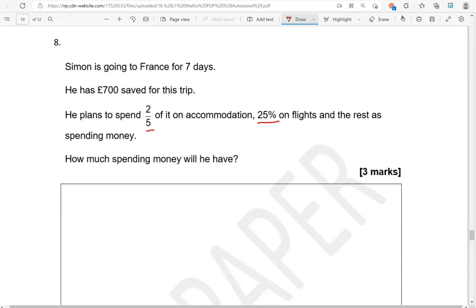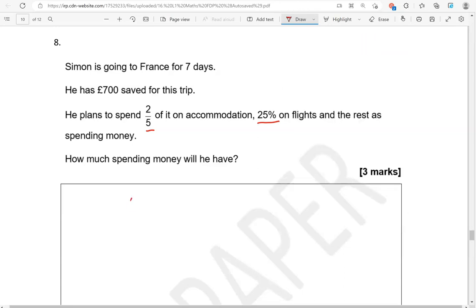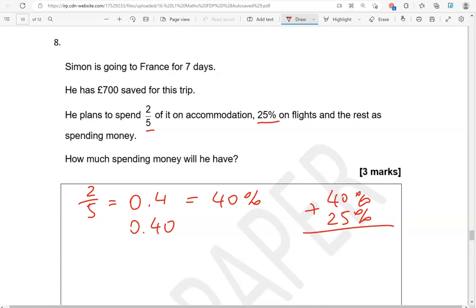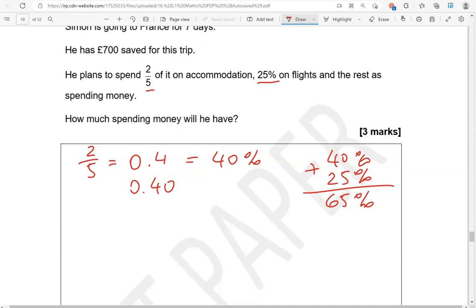So 2/5, if you don't know already, you can just do 2 divided by 5. That is 0.4, which is 40%, because 0.4 is the same as 0.40. And we also have 25% on flights. If we add these two together, we get 65%. Now the rest is spending money. So 100 take away 65 gives us 35%.